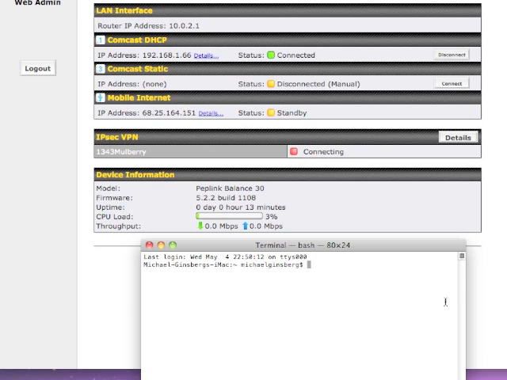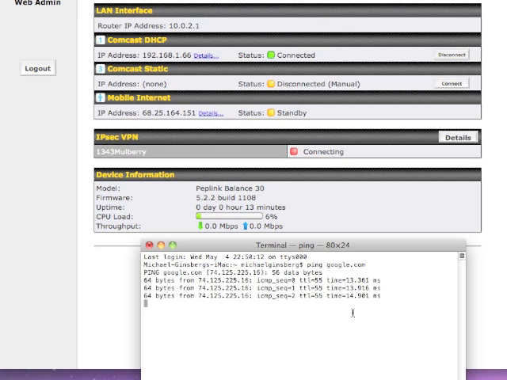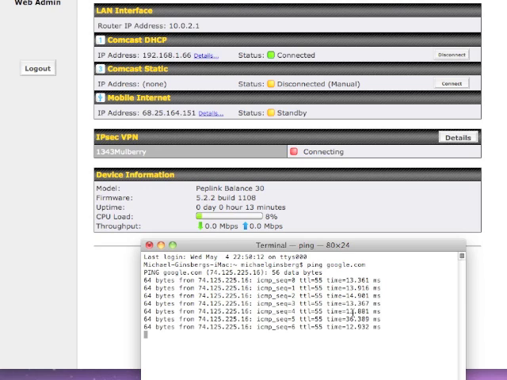Hi, I'm going to show you how fast a Peplink Balance 30 can fail over from cable, DSL or T1 over to a 3G data card. So right now we're connected via our cable modem. What I'm going to do is start pinging Google over here, and we're basically getting about 13 millisecond speeds. At the same time, I'm going to start a voice over IP call.